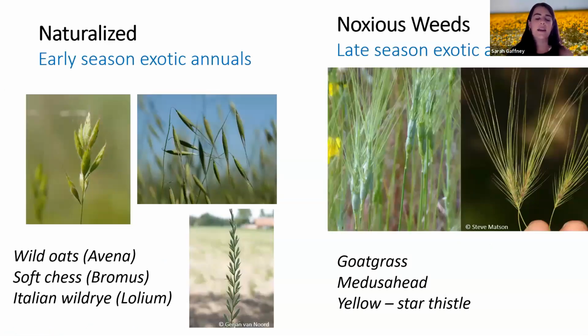To put names on that, what I refer to as naturalized are the grasses that came over starting with Spanish colonization: wild oats, the Avena species, a lot of the bromuses, and wild rye, so Lolium, which is also Festuca. The noxious weeds that I'm referring to in this presentation are essentially the top three most severe noxious weeds of the state, or especially our area of California. They are goatgrass, Medusa head, and yellow star thistle.